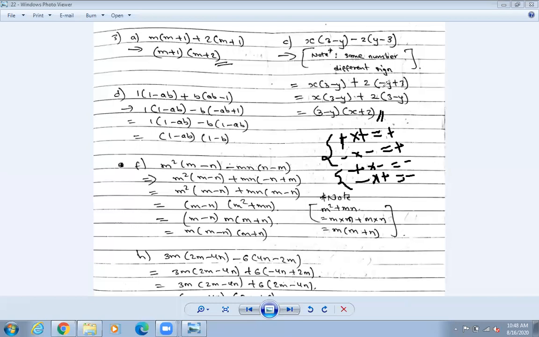Now, to make it same, in the second line, what will we do? We will just change the position. Okay, so here plus 3 is in front, minus y is in the back side. So let us change this number position.